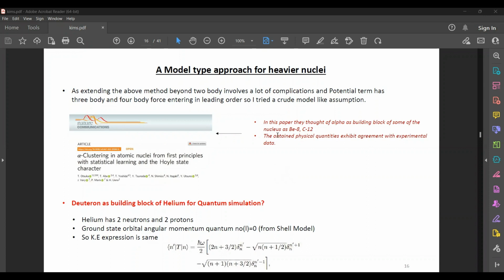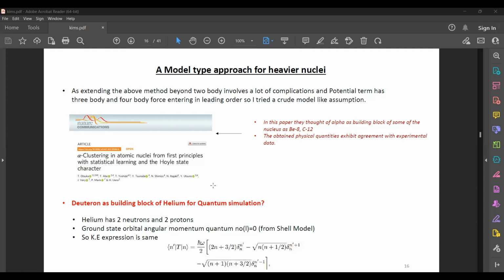So they thought that alpha was the building block of beryllium and carbon. And then they tried to explore the physical quantities or the physical properties of these elements. And then they found that they were matching, or having a certain amount of agreement, with the experimental data.